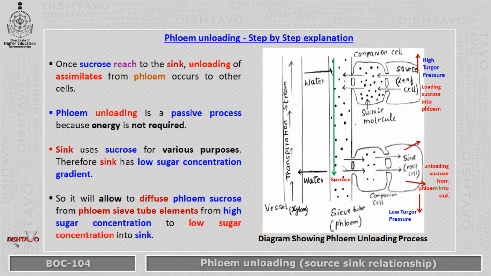Phloem unloading is a passive process because energy is not required. What happens here is, the sink uses sucrose for various purposes. Therefore, the sink has a low sugar concentration. So it allows sucrose to diffuse from the phloem sieve tube elements, from higher sugar concentration to low sugar concentration, into the sink.